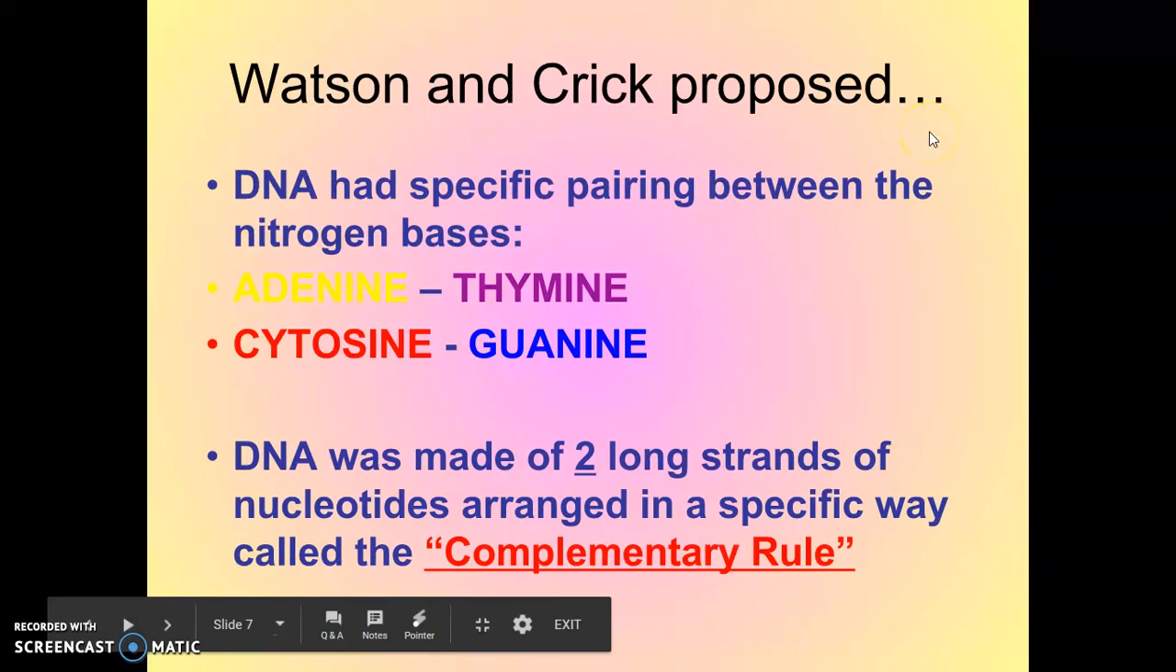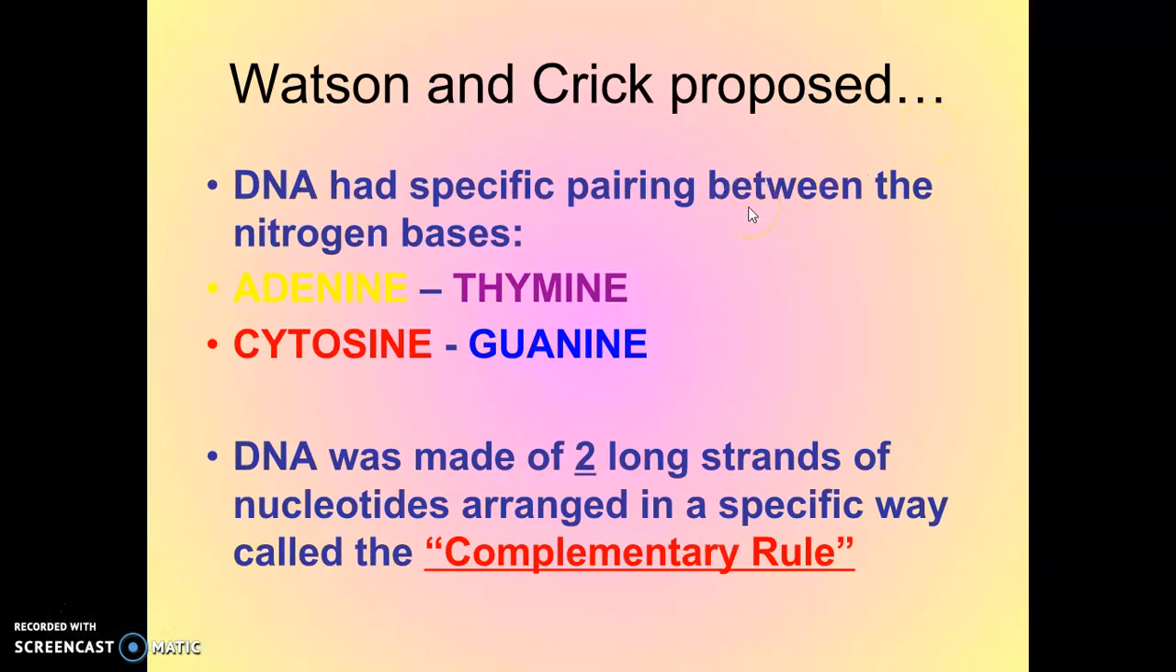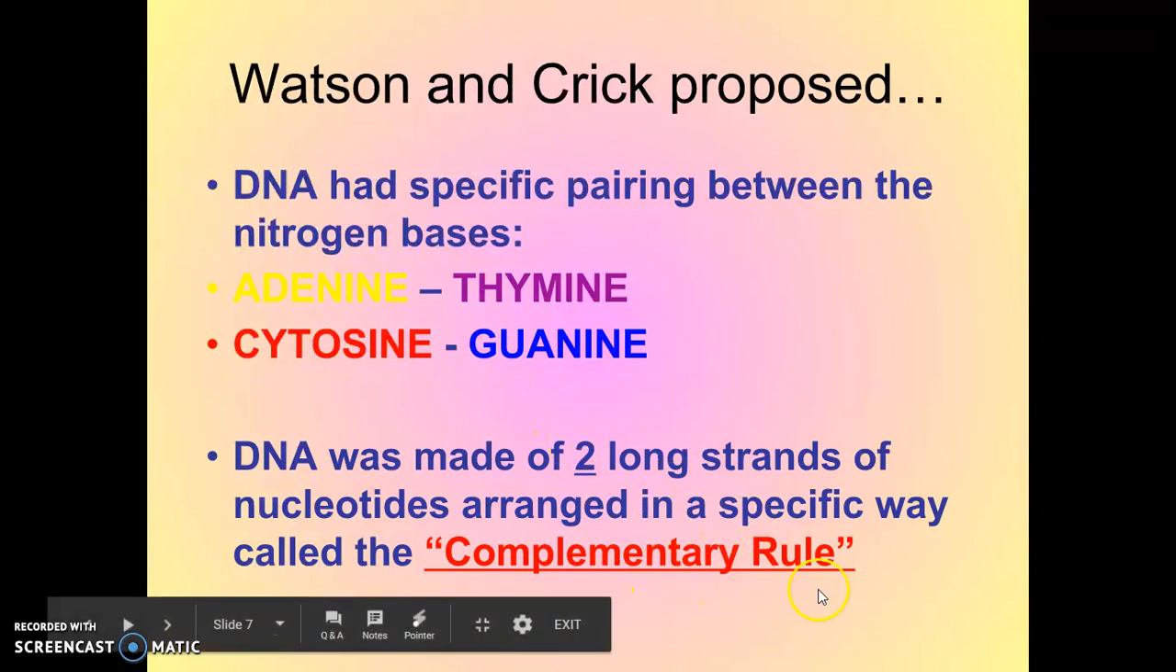So Watson and Crick proposed that there were specific pairings between the nitrogen bases. A, or adenine, always pairs with T, or thymine. C, cytosine, always pairs with G, or guanine. Highlight, underline, circle, everything that. DNA was made of two long strands, that's super important, arranged in a way called the complementary rule. So if you have an A on this side, you would have a T on this side of DNA.